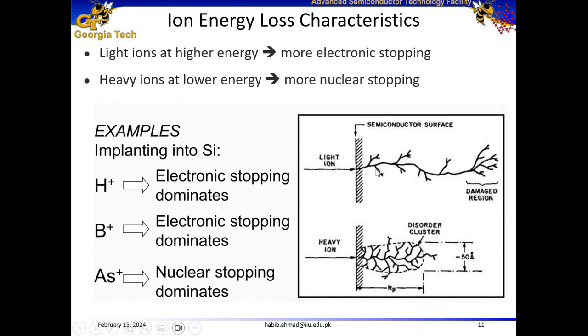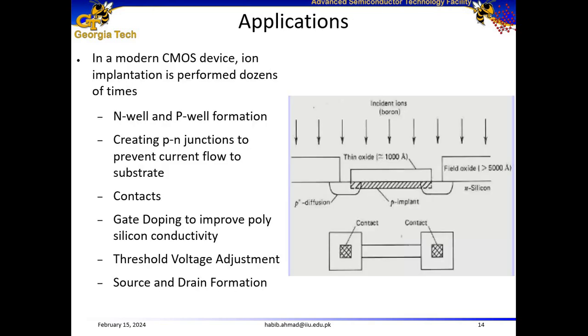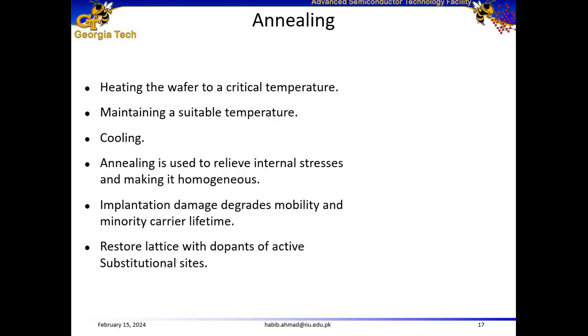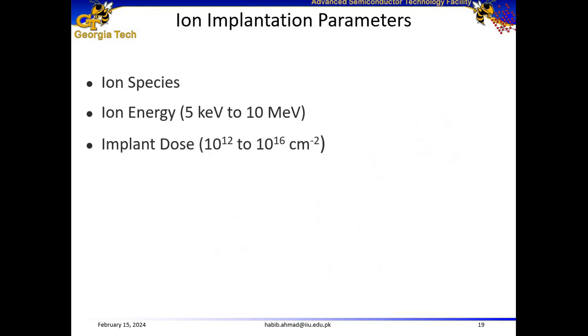Lighter atoms travel deeper inside the substrate or the host material, while heavier ions travel shallower into the substrate or the host material. And this concept is crucial. And by the way, ion implantation introduces some sort of damage to the host material. So after ion implantation, we need to perform annealing to recover from that damage.